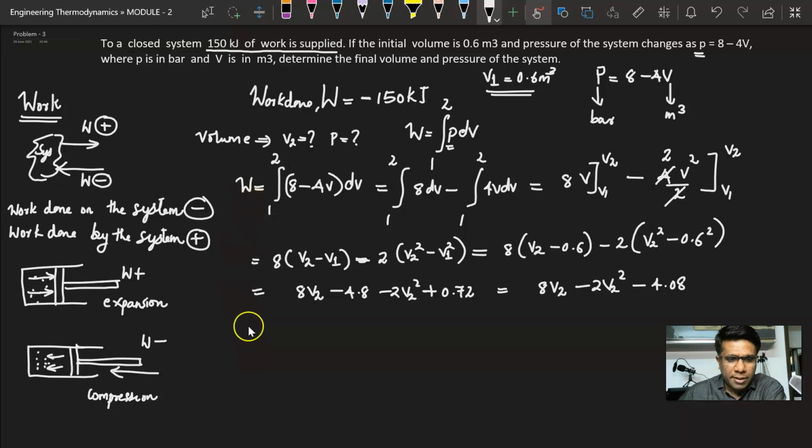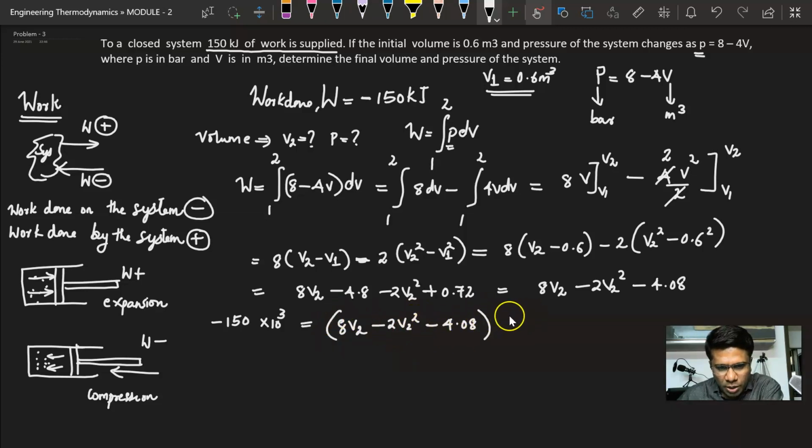Now I am applying the work here. Work is minus 150 kilojoule, so I am multiplying it with 10 raised to 3 so that it becomes joule, is equal to 8v2 minus 2v2 square minus 4.08, this whole value into 10 raised to 5.